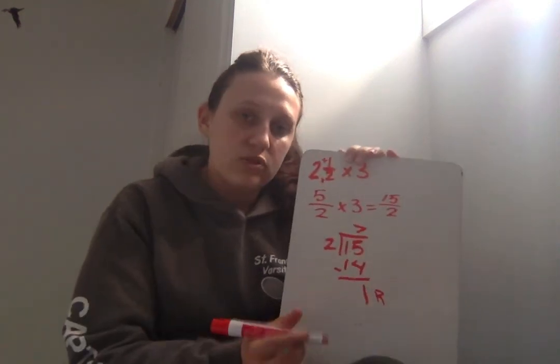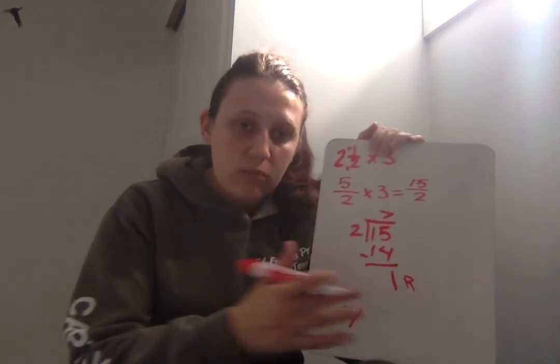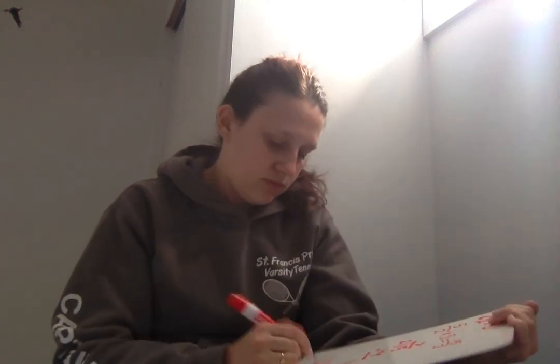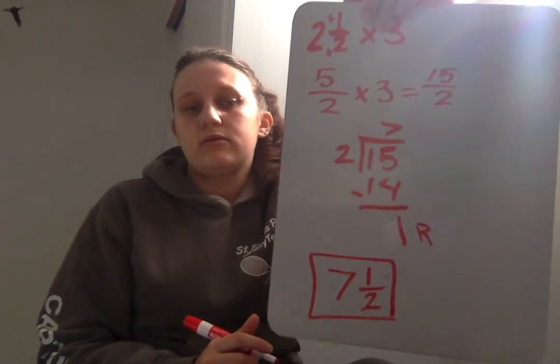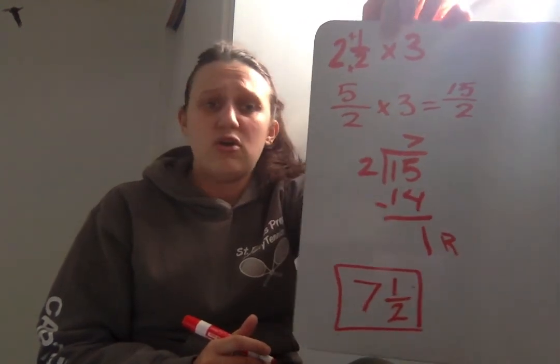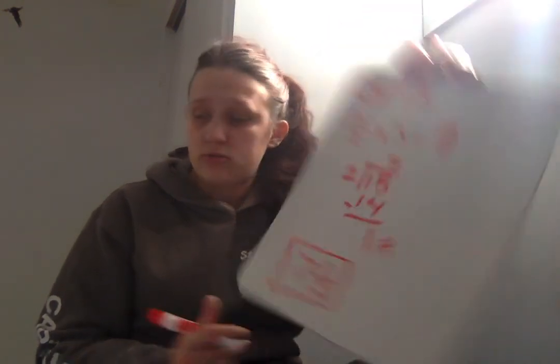So that's 7 remainder 1, but we put the remainder over the 2. And that's our answer, 7 and 1/2 hours. So his estimate of 4 hours was very off. Not correct at all.